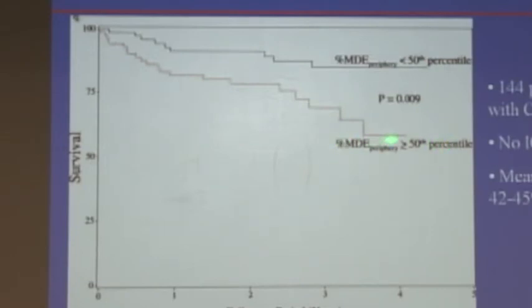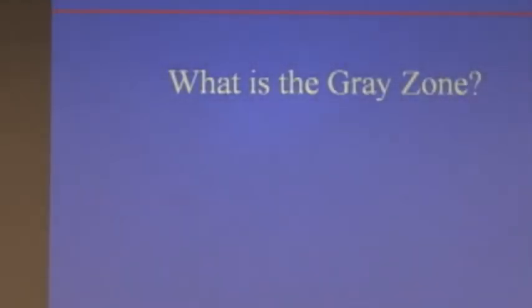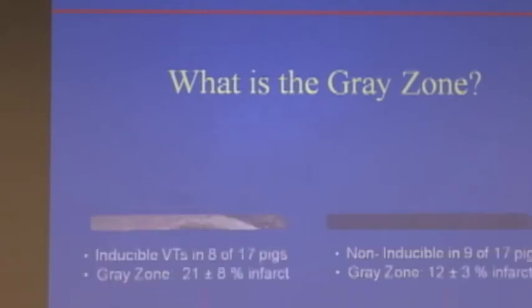But if the myocardial delayed enhancement in the periphery was greater than the 50th percentile, they did much, much worse. So this gray zone not only predicts inducibility of ventricular tachycardia, but it also predicts absolute survival. It suggests, but doesn't prove, that this gray zone, or heterogeneous area, is the substrate for these arrhythmias. So what is the gray zone? That's the next obvious question.